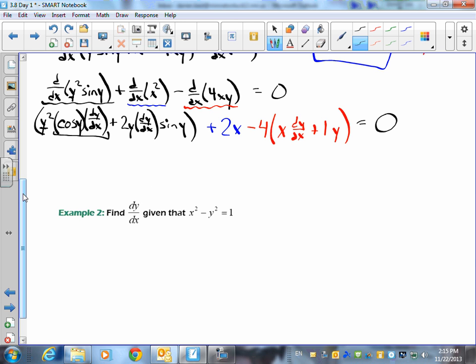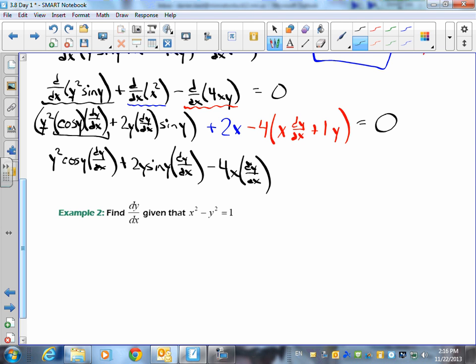Okay? All right. Our goal now is to solve for dy dx, which means all of the dy dx's go on one side and everything else goes on the other. So let's group everything that's got a dy dx on it together on the left-hand side. So first thing I'm going to do, I'll go y squared cos y. I'm going to do a lot of rewriting here, guys. Dy dx plus 2y sine y dy dx. I'm going to skip the 2x for now. I'm going to write minus 4x dy dx. And I'm going to leave the other thing off for a moment. We good so far?